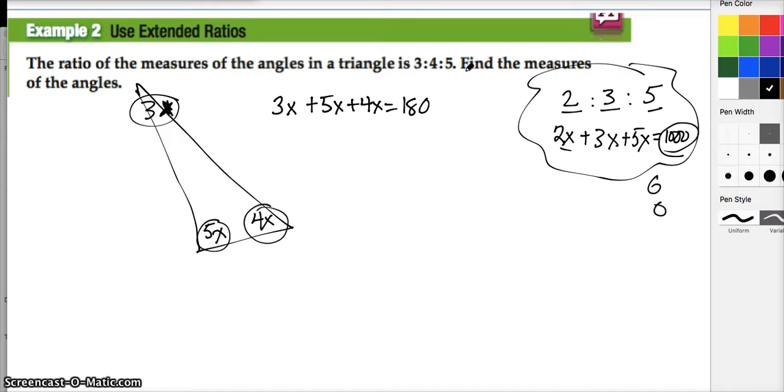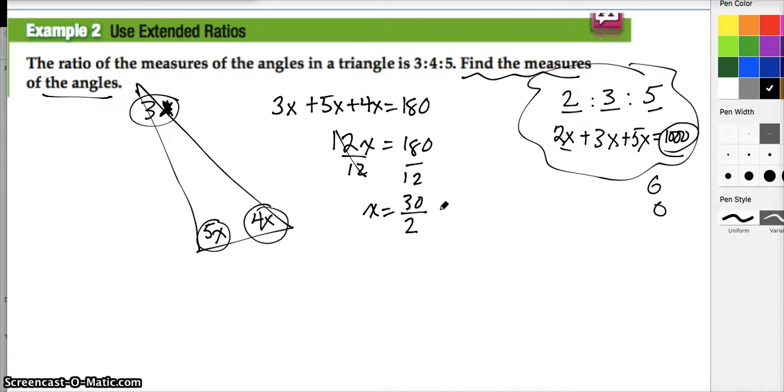And so they want us to find the measure of each angle. Well, first I need to find this x value, then I can tell you the measure of each angle. So let's go ahead and do it. I'm going to add up 3x plus 5x plus 4x, which gives me 12x. Then I'm going to solve for x by dividing both sides by 12. And so I get that x is equal to, let me do some quick math here. I'm going to have to reduce, guys. Divide top and bottom by 6, and I get 30 at the top and 2 at the bottom. And so x equals 15. Let me know if that's wrong, because sometimes I make mistakes.